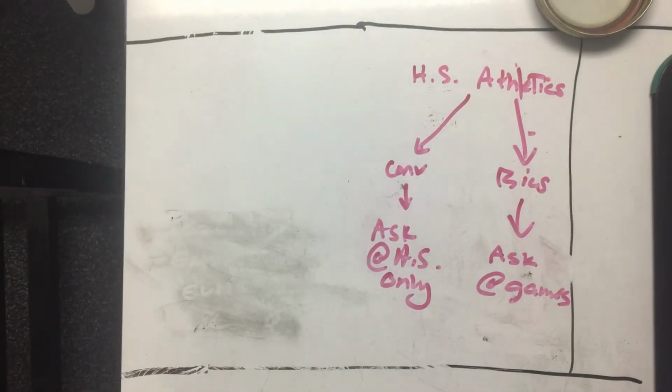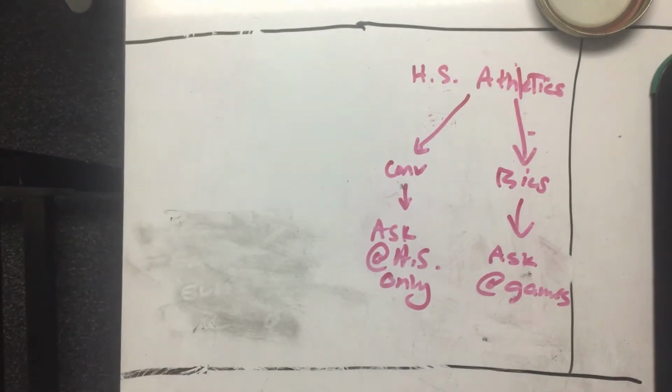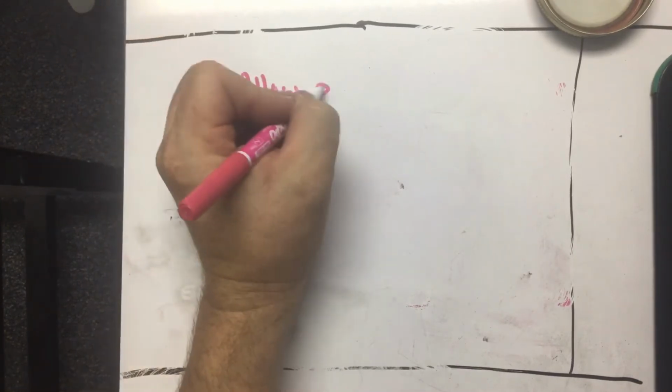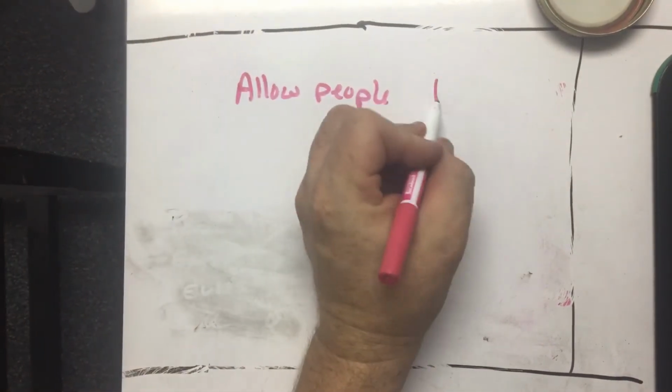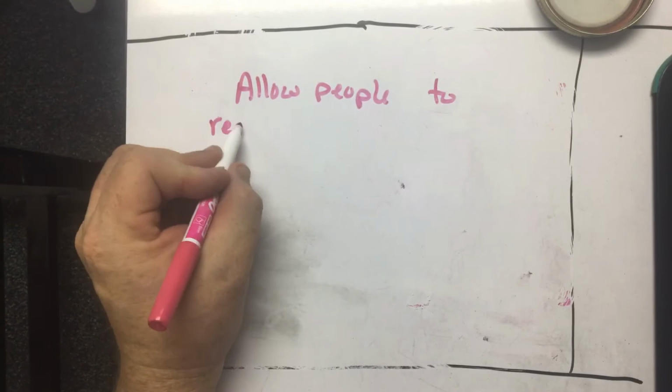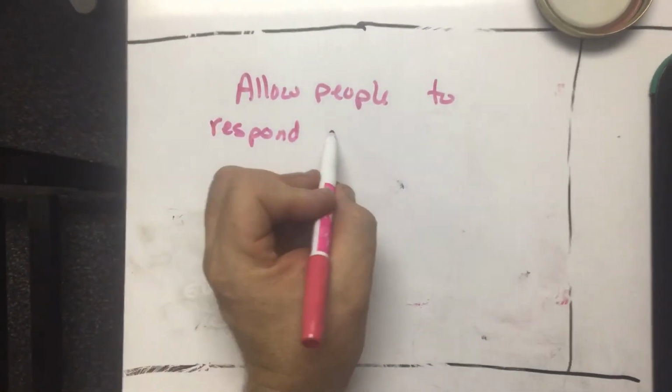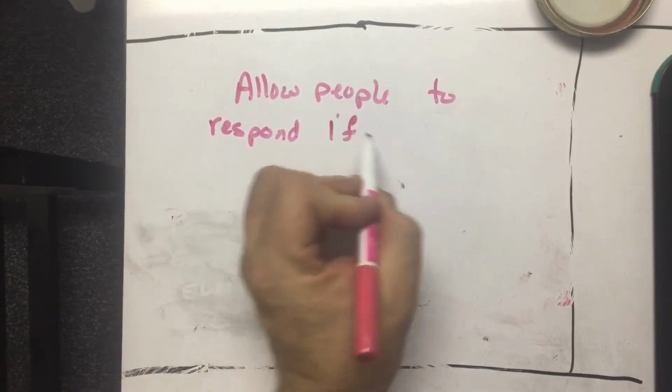So if we're looking at different ways to sample, voluntary response literally means you allow people to respond to a survey. You don't randomly ask people. You allow people to respond if they want to.